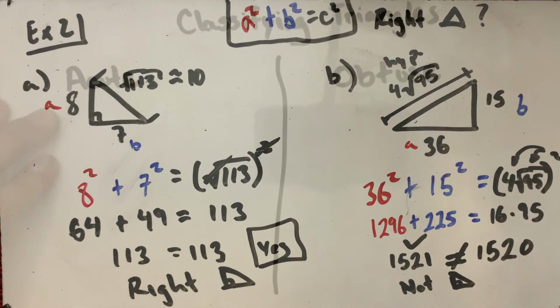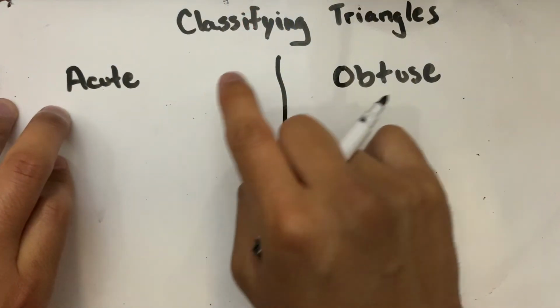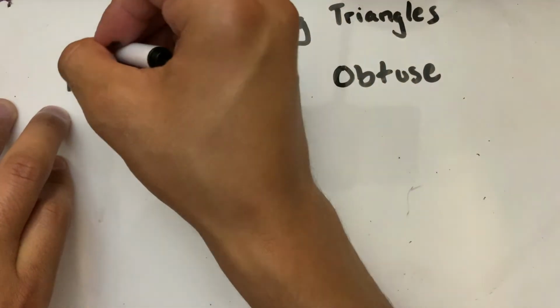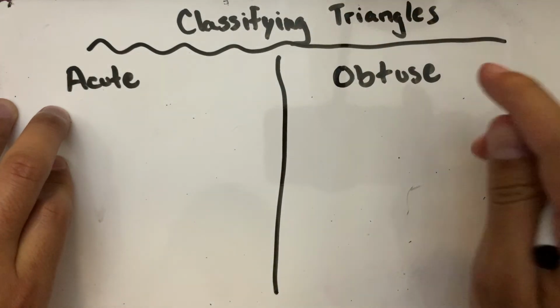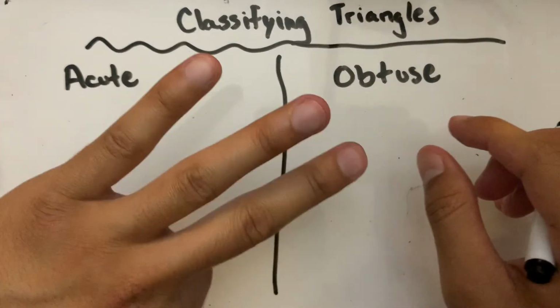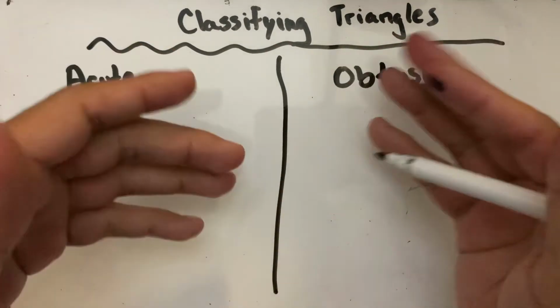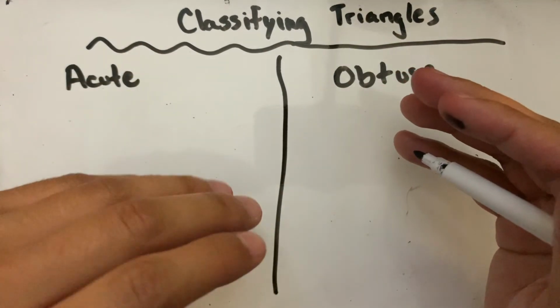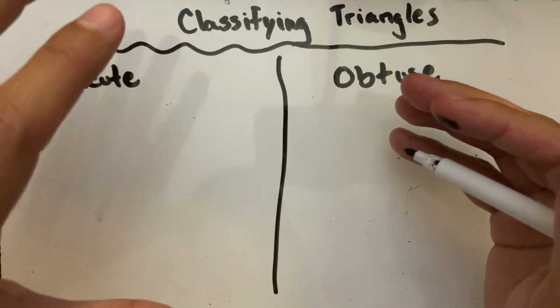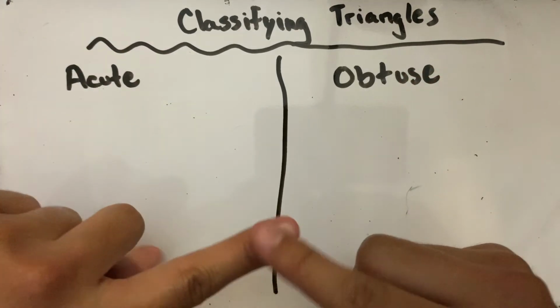All right, so like little notes, guys. Classifying triangles: if they were to ask you, how do you classify triangles? There's really only 3 types: acute, obtuse, and right. Now the right triangle is what we've been discussing, and that's if a squared plus b squared equals c squared.